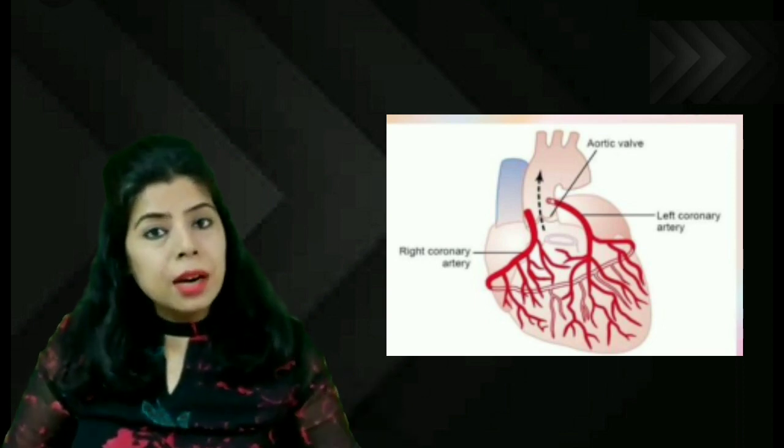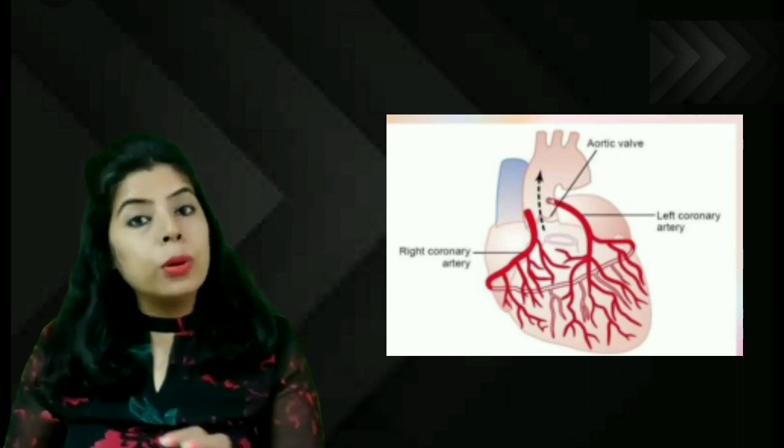So this is a third kind of circulation, that is coronary circulation. This circulation is supplying the blood to the heart muscles, carrying the deoxygenated blood from the heart muscles and pouring it again into the right atrium, from where this carbon dioxide containing blood will be removed.